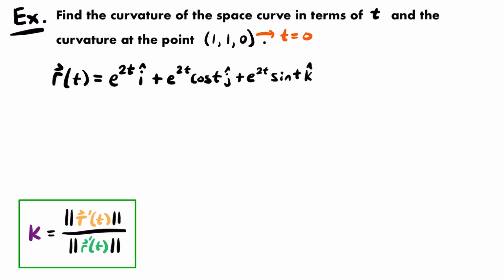Let's start with the derivative of our vector function. We need to find r'(t). Starting with the x component, the derivative of e^(2t) will be 2 times e^(2t), right?